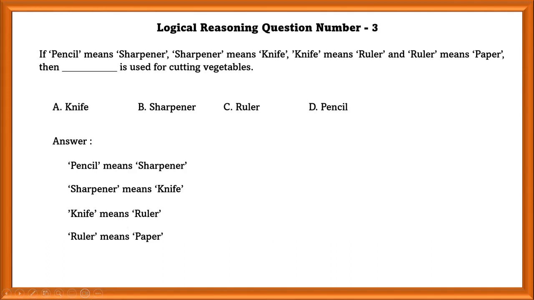Question number 3. If pencil means sharpener, sharpener means knife, knife means ruler, and ruler means paper, then dash is used for cutting vegetables. As we can see, knife means ruler. So our answer is ruler.